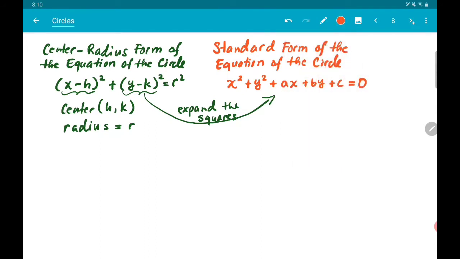Now, sometimes you're going to be given the standard form of the equation of the circle, and you will be asked to rewrite it in center-radius form, or asked to find the center and the radius of the circle. So if you're going from there to there, you're going to be using completing the square, which is kind of fun. All right, so let's have a go at an example.